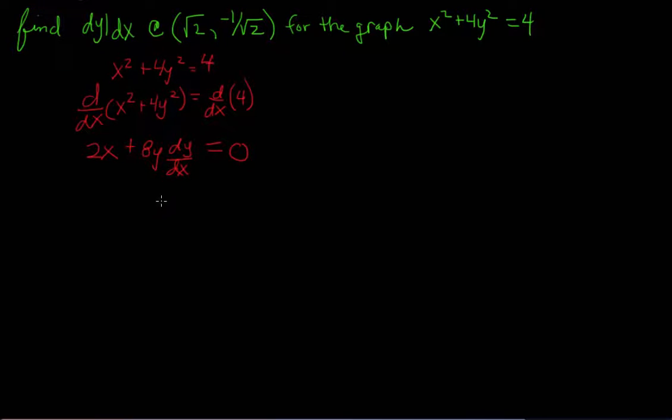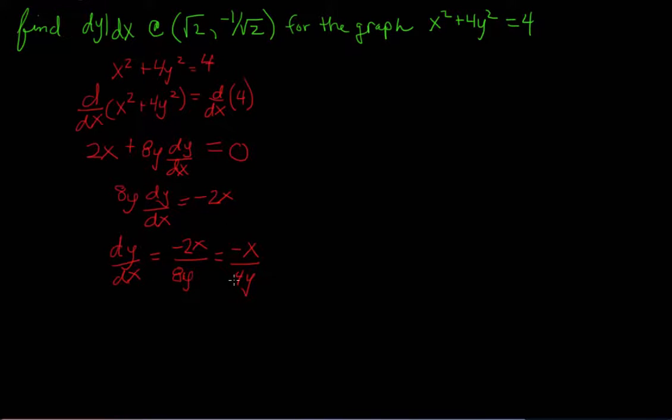Step 2 was to get your dy/dx's on one side and everything else on the right side. So we're left with 8y dy/dx equals negative 2x. Now we're going to solve for dy/dx. In some problems you're going to have to factor. This one we don't. We just need to divide by 8. And so we get negative 2x over 8y, which is equal to negative x over 4y.